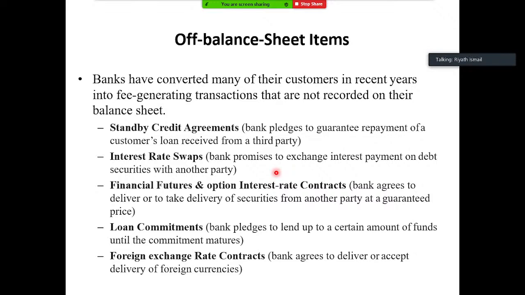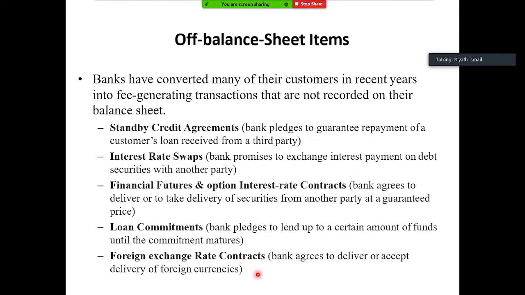Financial futures and option interest rate contracts. The bank agrees to deliver or to take delivery of securities from another party at a guaranteed price. And loan commitments: the bank promises that in future it will grant a loan. The bank pledges to lend up to a certain amount of funds until the commitment matures.